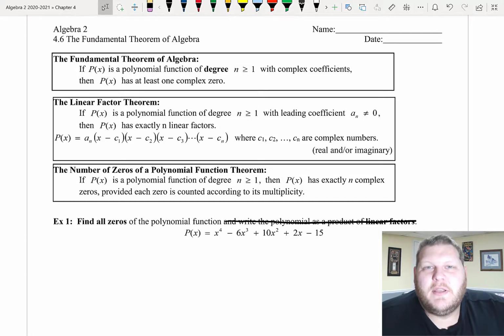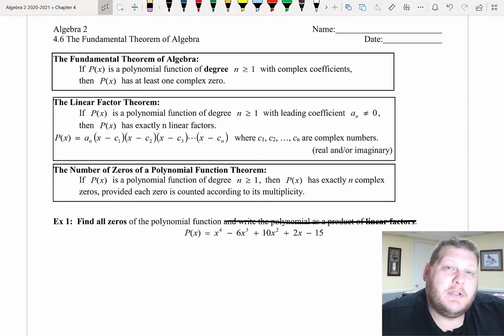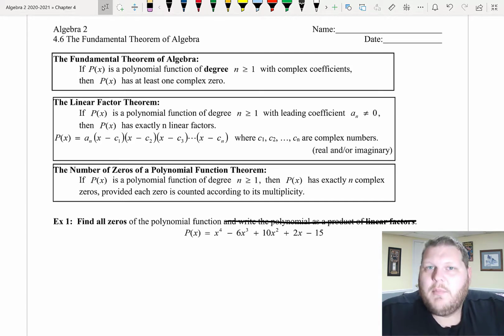Hey guys, today we are looking at 4.6, Fundamental Theorem of Algebra, and then we'll also be looking at Descartes' Rule of Signs. I'm not going to read through every single one of these theorems and rules. I'm going to summarize all three of these and combine them together to tell us what's important.